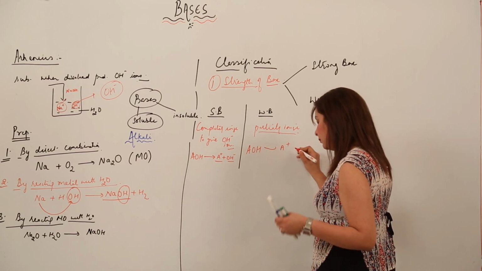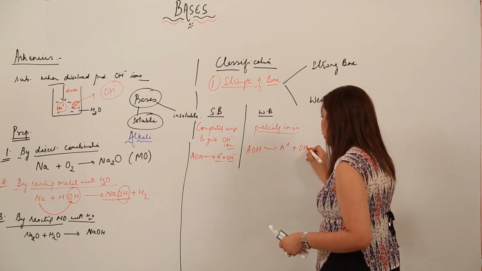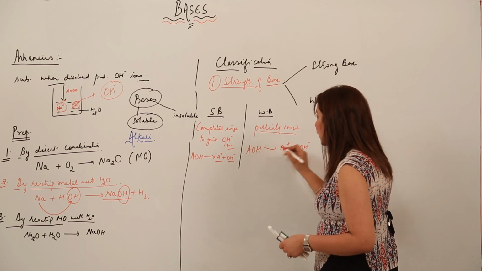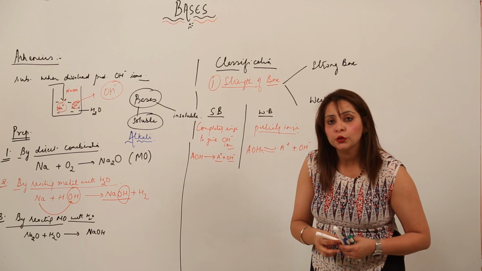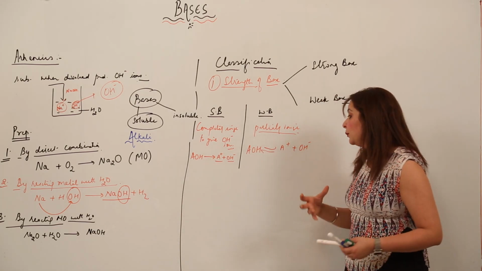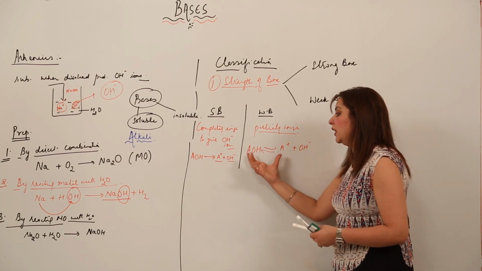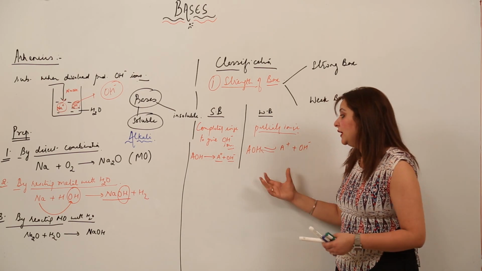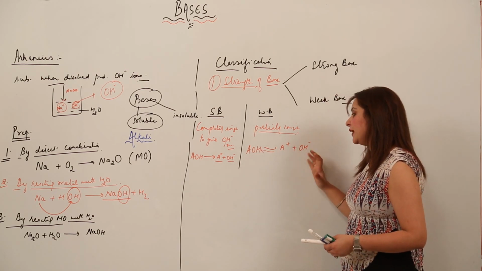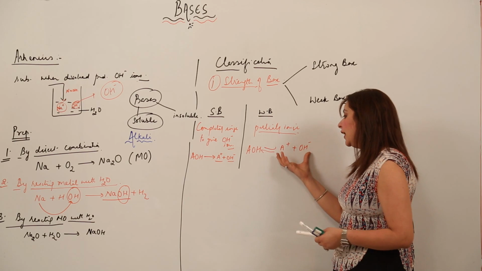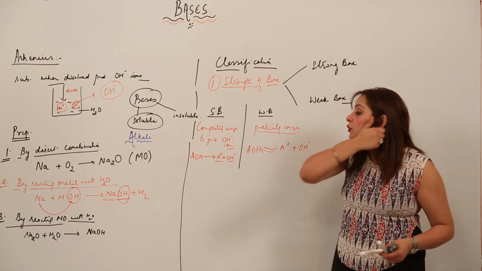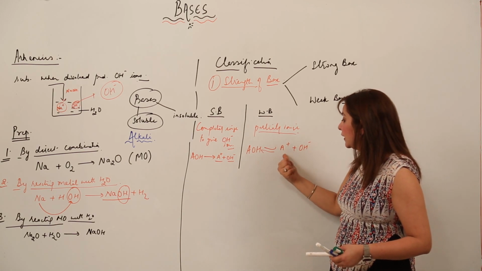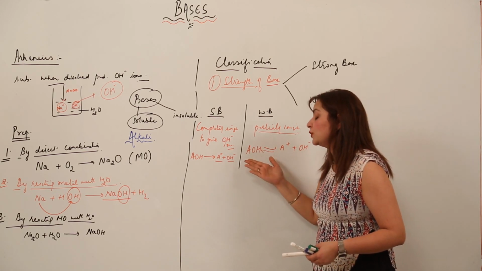It will just dissociate to form A positive and hydroxide ion, and these ions also have the ability to unite and form the AOH molecule. So there is an equilibrium between the ions and the unionized molecule. That means this is dissociating to form these ions, and at the same time they are also combining with each other to form the unionized molecule.